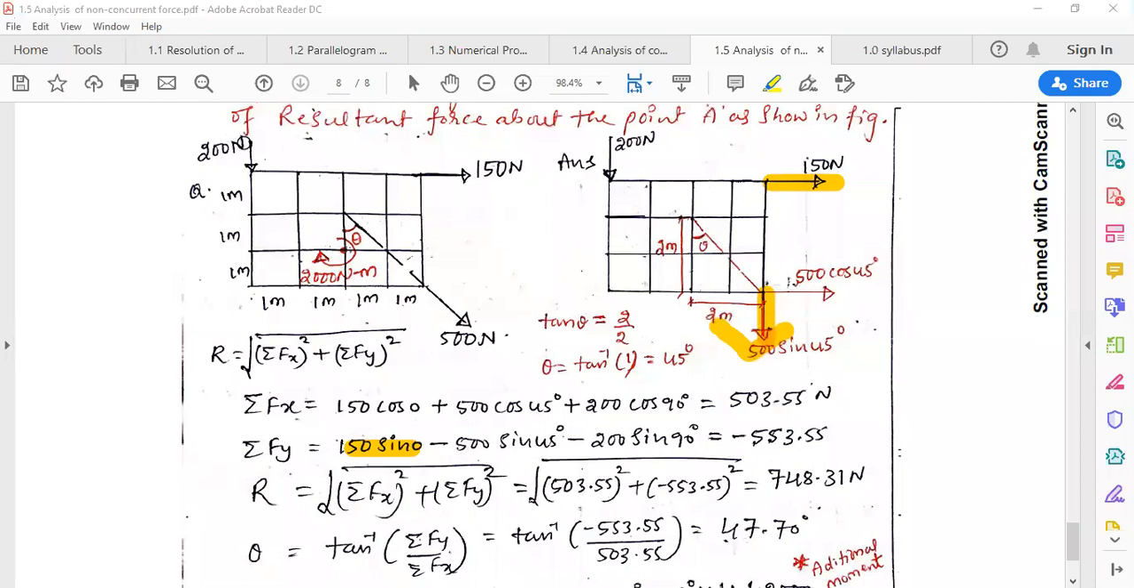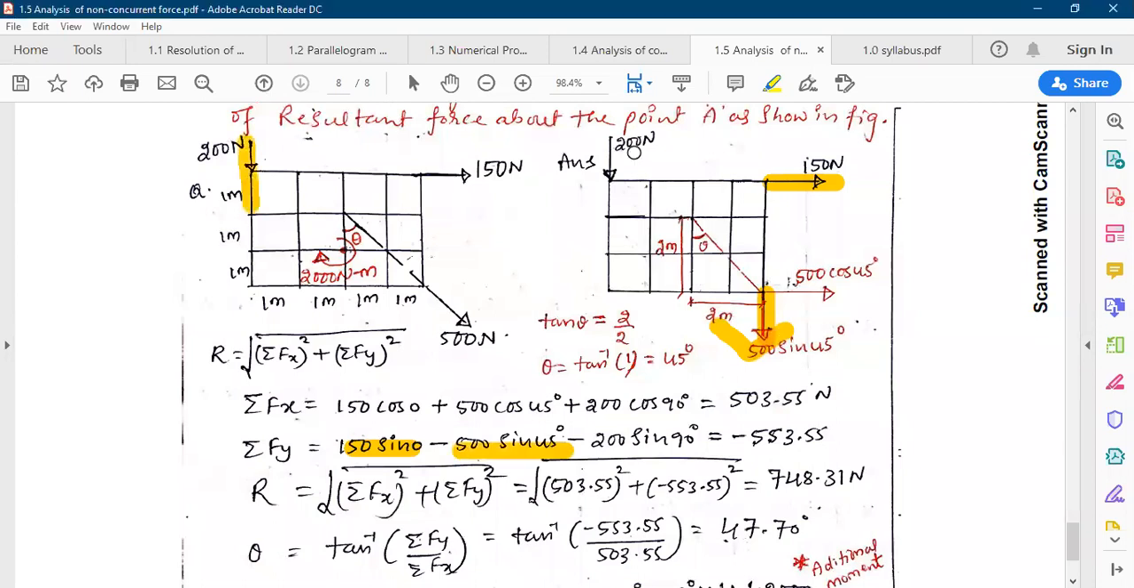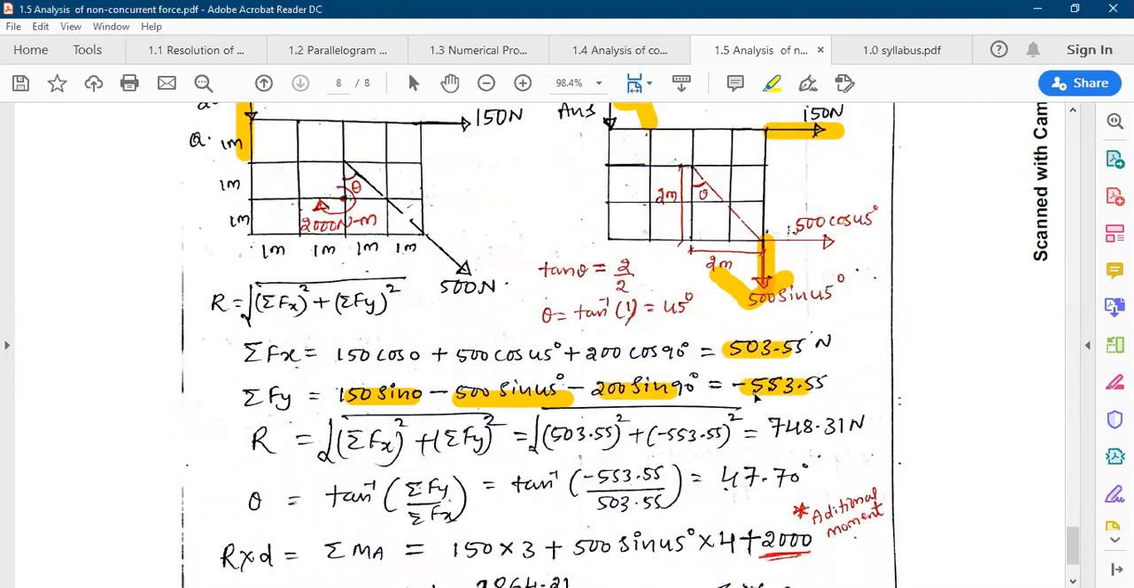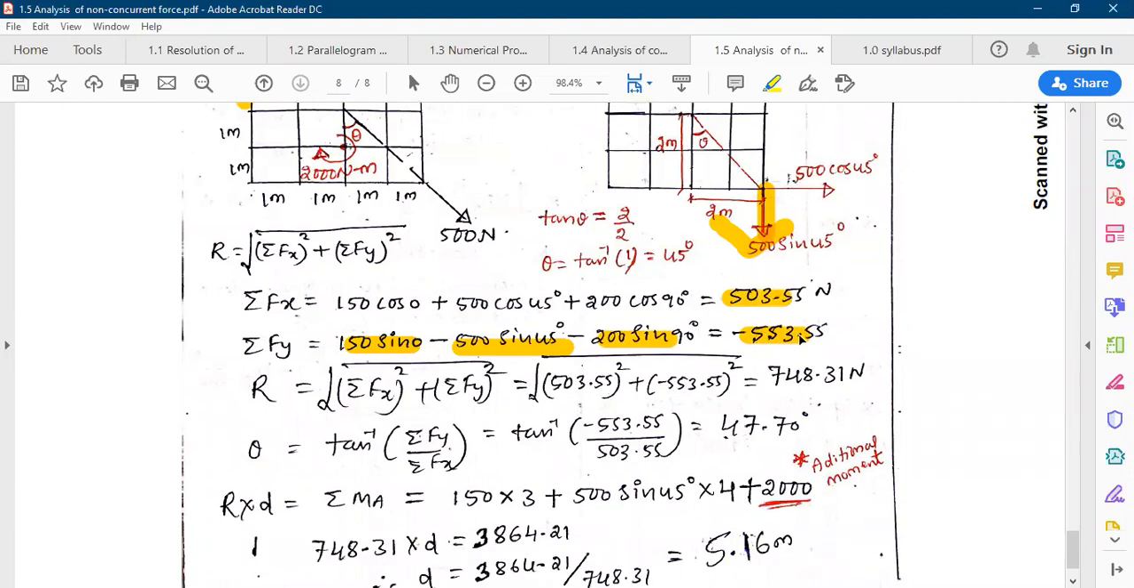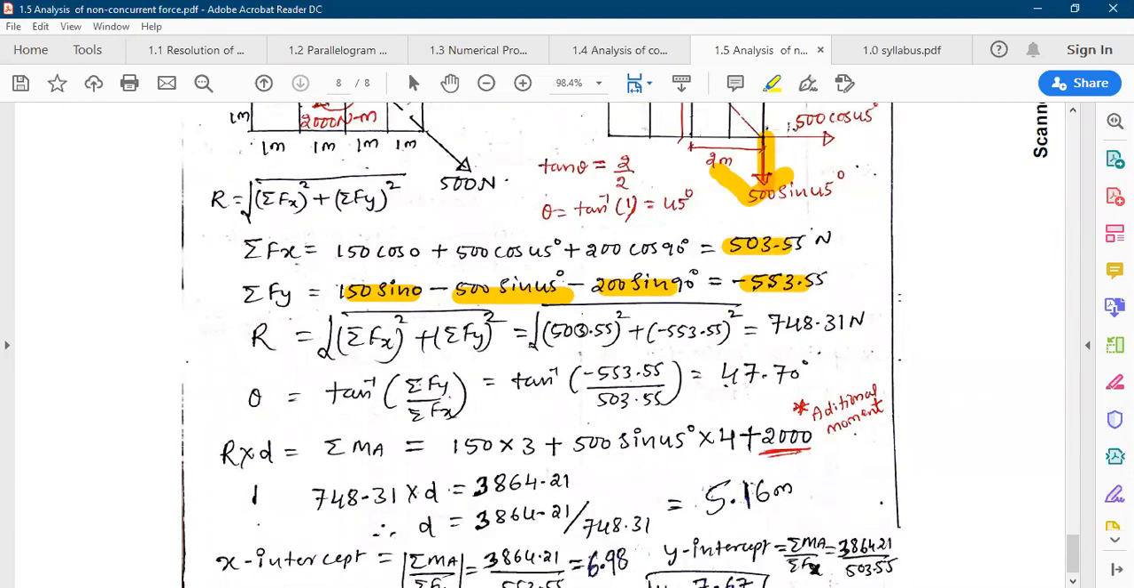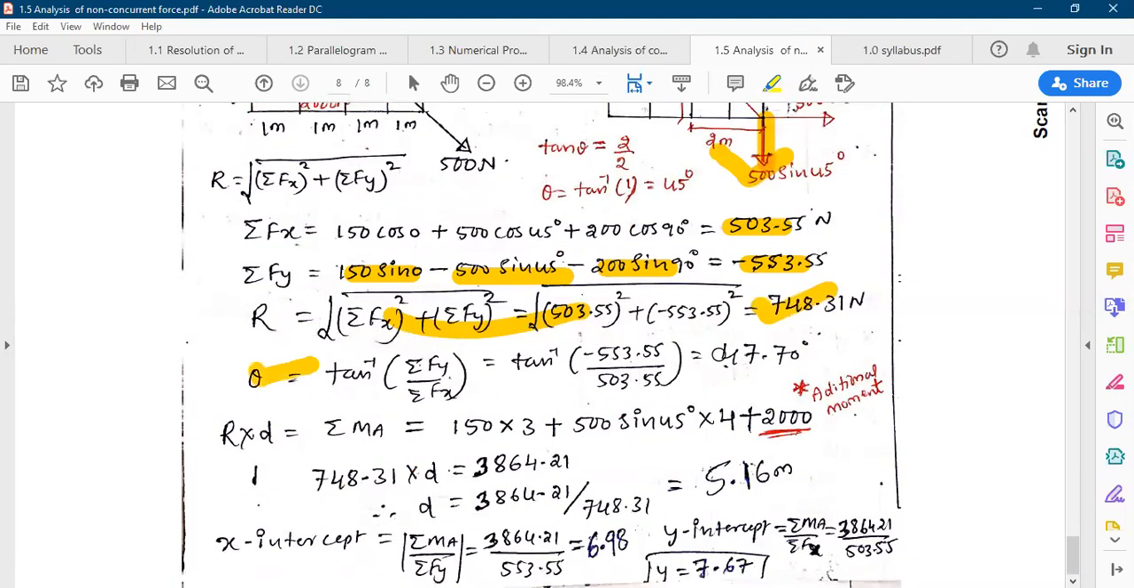Similarly, 200 sin 90. The angle with respect to the x-axis is 90 degrees, and 200 sin 90 is acting downwards. So add all these x components and y components, and we get sigma Fx and sigma Fy. Substitute in this formula, and we get the magnitude of the resultant force. Similarly, the direction of the resultant force is 47.70 degrees, right?